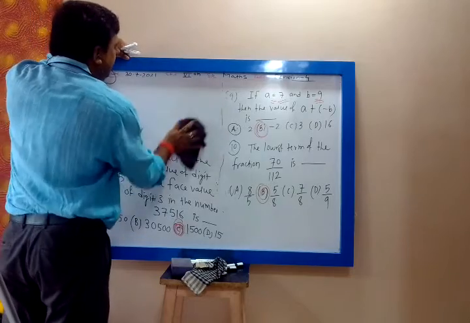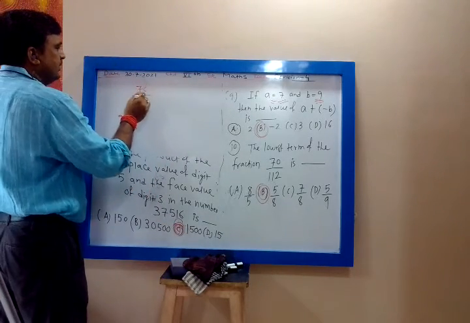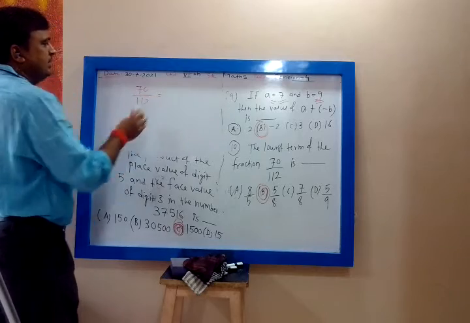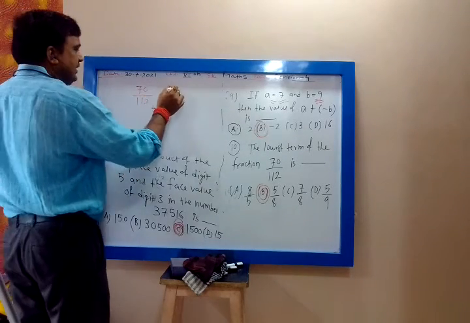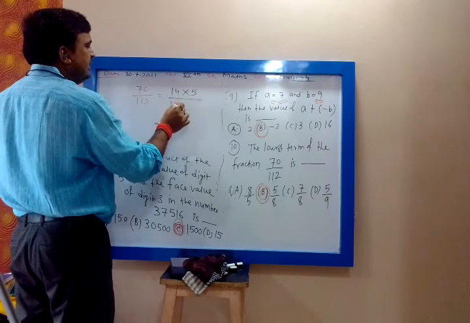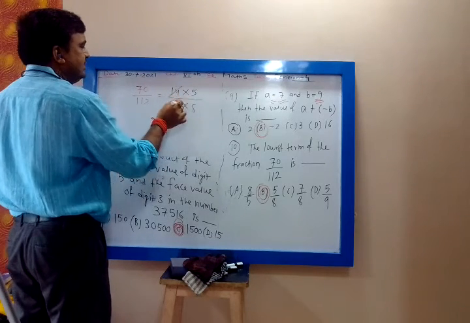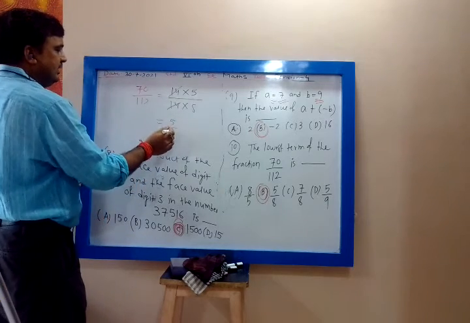So let us check whether B is the answer or not. 70 upon 112. Okay, 70 I can write 14 5s are 70. 112, 14 8s are 112. 14 get cancelled. The answer is 5 by 8.